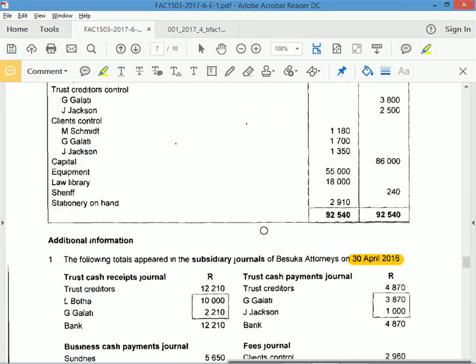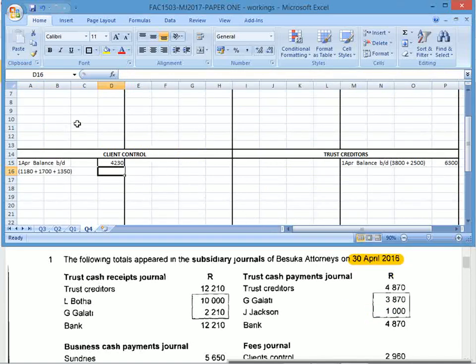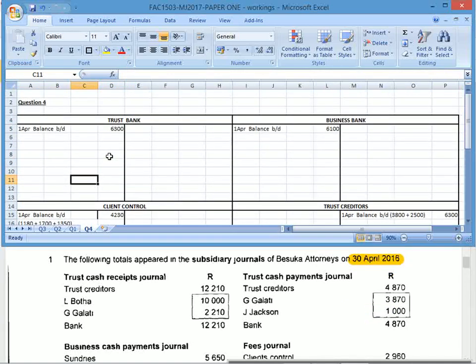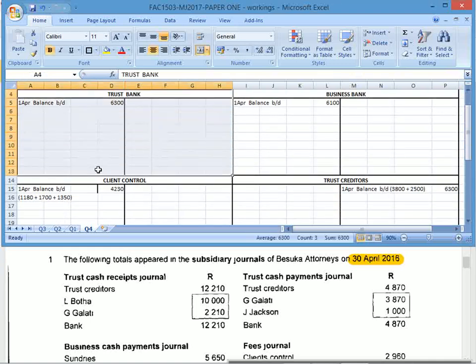We need to look at the additional information, and we need to post the information through to our T accounts. Okay, so what is the trust receipts journal going to record? The money that we receive from who? The client. Whose money is that though? The client. We're not entitled to it in terms of income. Does that make sense? Okay, that's important to remember in terms of theory. Your trust cash receipts journal is going to increase your trust bank account because they would be entitled to more. Okay, they have more resources.